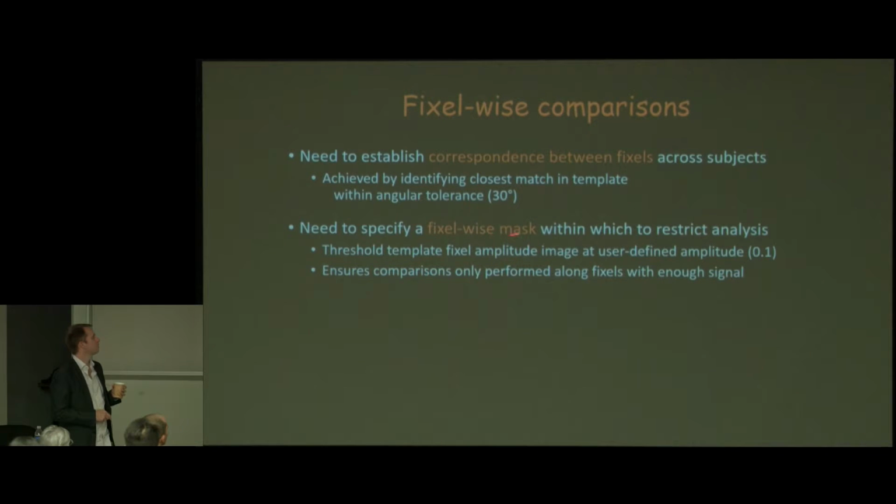We also need to specify a mask, and that's a fixel-wise mask now. That basically restricts the analysis to those fixels that you think are sufficiently large, that the signal you've got from them is sufficient that you can actually make any form of inference. By default, we just threshold at 0.1. That ensures that the comparisons are performed in regions that actually have enough signal.